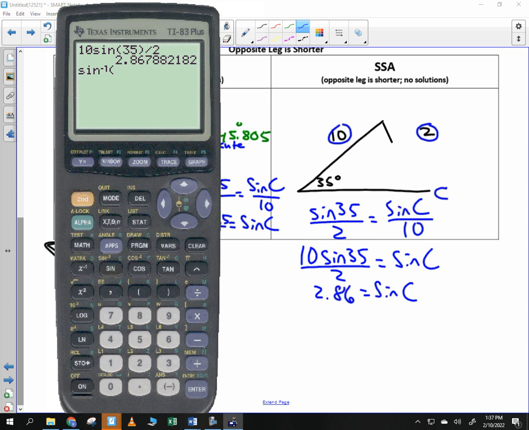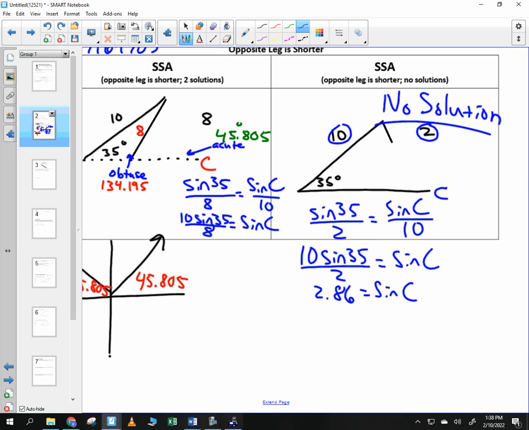Okay, sine inverse, and if we take the answer there, notice we have an error. And so in that situation, no solution. And that's all you have to write. Bigger than 1, no solution right away. This is when you know, not by just looking at the picture, when you come up with a sine value greater than 1.